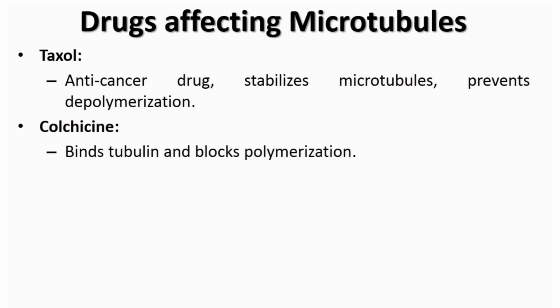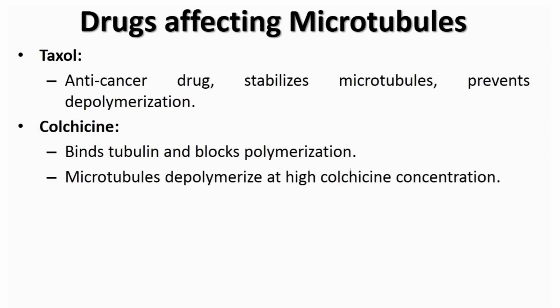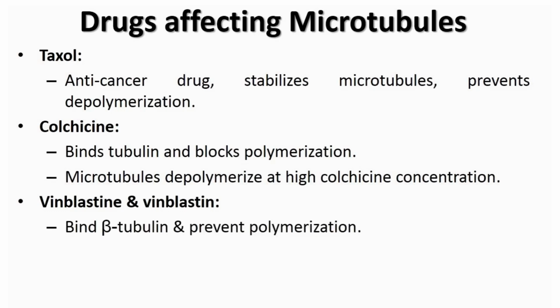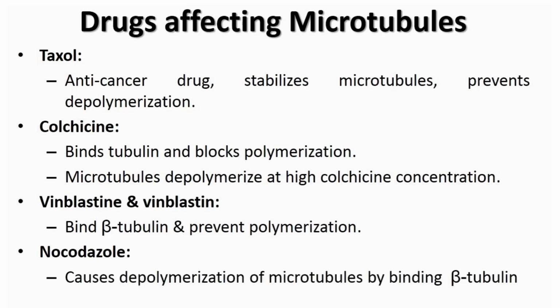Colchicine binds to tubulin and blocks polymerization. Microtubules depolymerize at high colchicine concentration. Vincristine and vinblastine are the ones which bind to beta tubulin and prevent polymerization. Then you have nocodazole. Nocodazole causes depolymerization of microtubules by binding to beta tubulin.